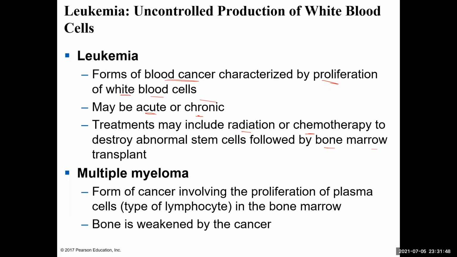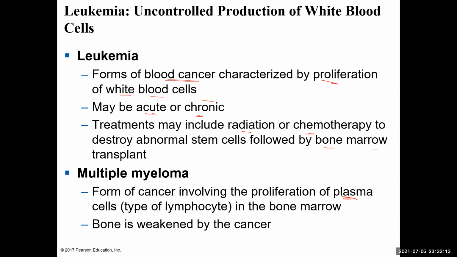Another disease is multiple myeloma, which is where you have a proliferation of your plasma cells in the bone marrow, and this causes a weakening of your bones. And both of these are really big types of cancers that affect a lot of people worldwide.